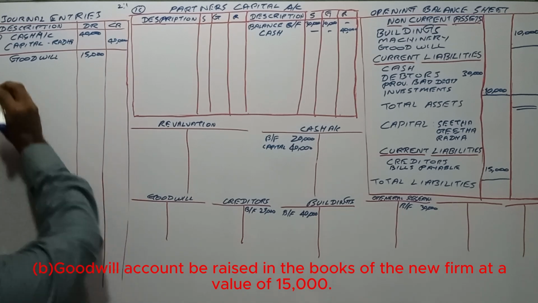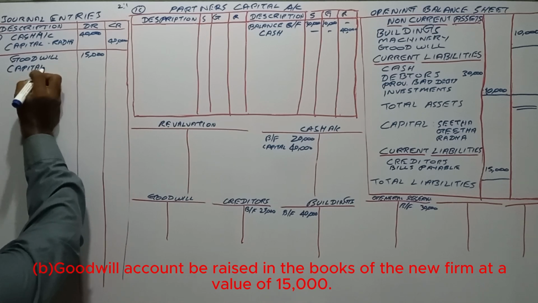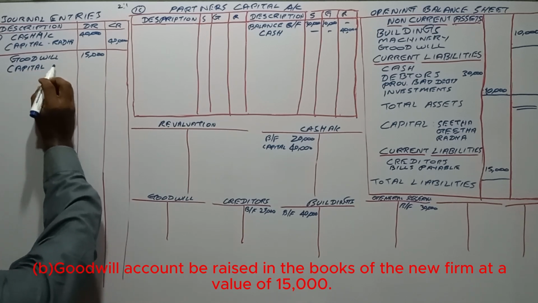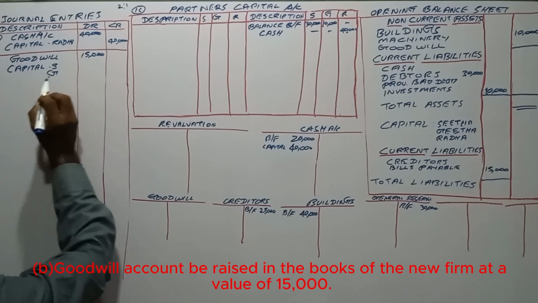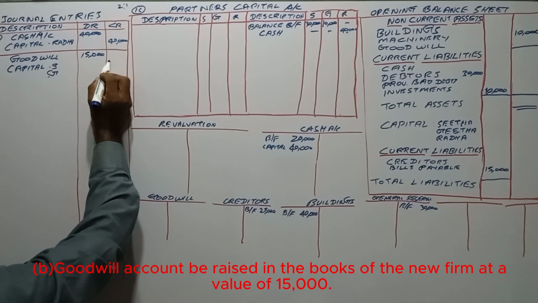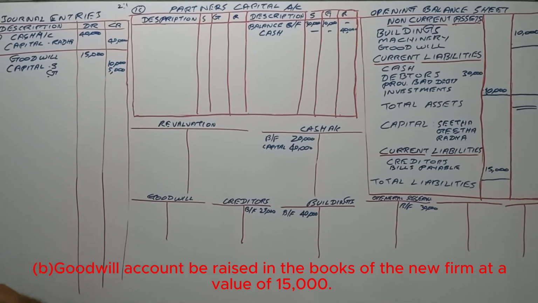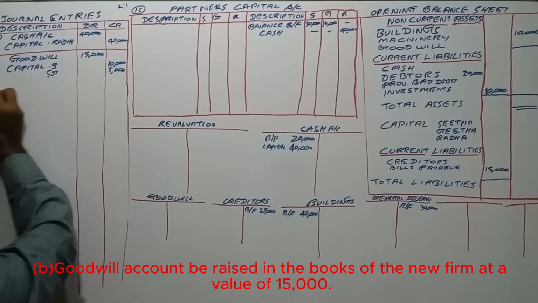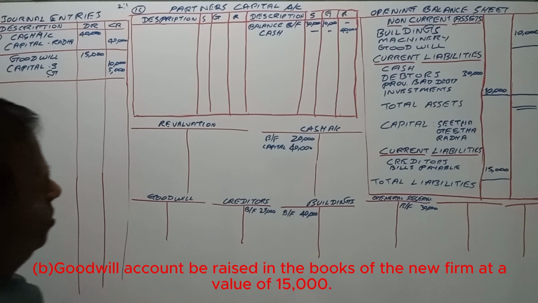Partners capital account, that is all partners Sita and Geeta according to the old ratio. That means 2 is to 1. That is 10,000 and 5,000, 2 is to 1, right? So that is the double entry for the creation of goodwill account in the books, right?